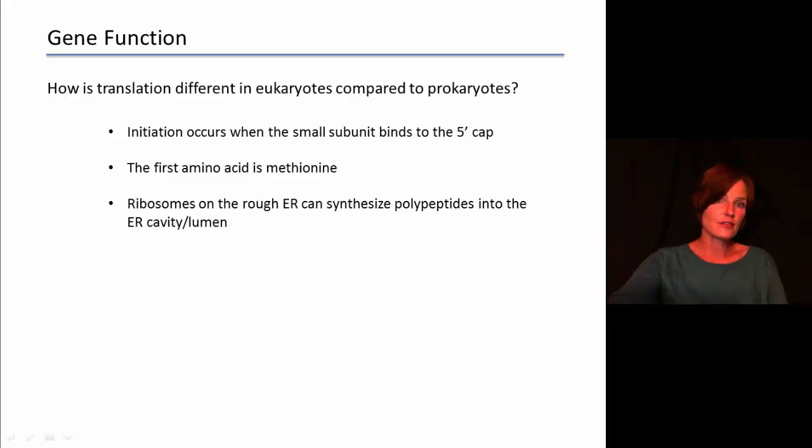All right, so those are the differences between translation in eukaryotes and prokaryotes. And when we finish it, we've got a polypeptide that can then be folded up into a very specific three-dimensional shape, and hopefully it's going to be able to perform some type of job inside the cell.